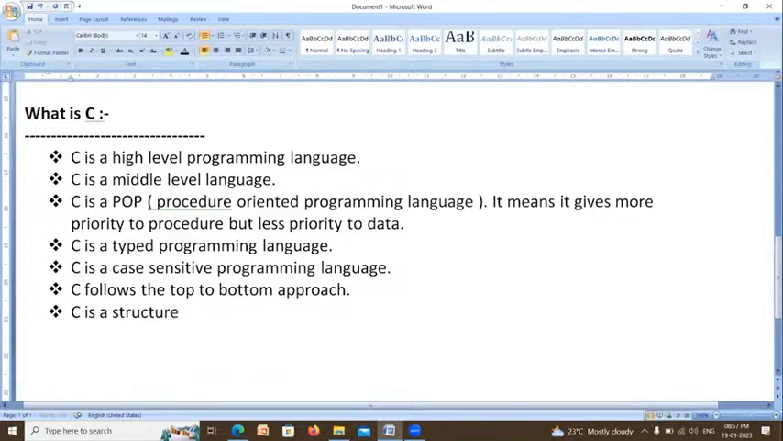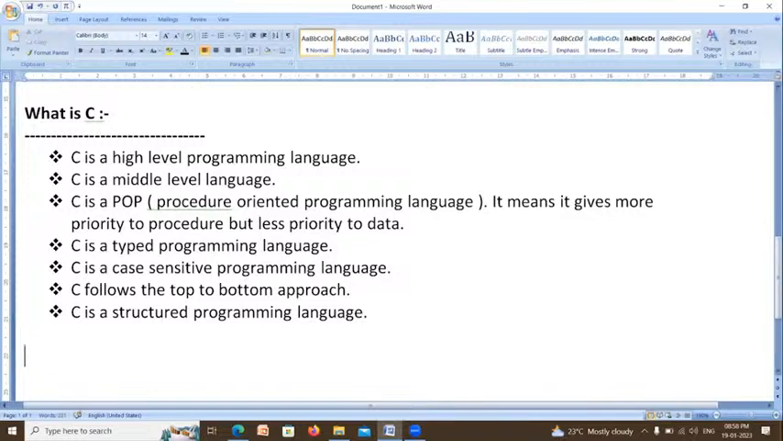C is a structured programming language. A C program has a specific structure. You have to remember the procedure also, how to write the program. First what to write, then what to write, then what to write. Top to bottom you have to follow the sequence also. So it is called a procedure, structured oriented programming language. So this is about the C language.